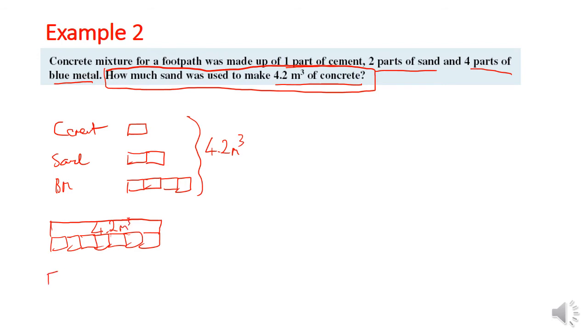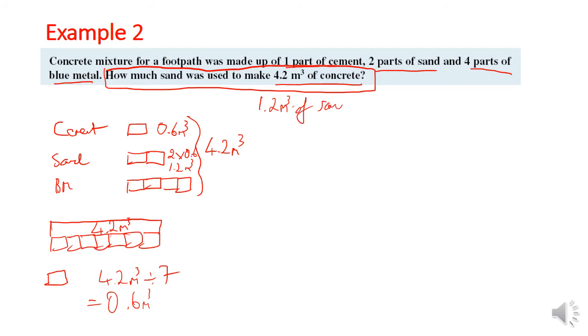So to find out what one of those parts is equal to, it's 4.2 cubic meters divided by 7, and that would give us 0.6 cubic meters. So one of these blocks is 0.6. So for cement, it's 0.6 cubic meters, and for the sand, it's 2 times 0.6, so it's 1.2 cubic meters, which answers our question already, because they're just wanting to know how much sand. So the answer is 1.2 cubic meters of sand is needed.